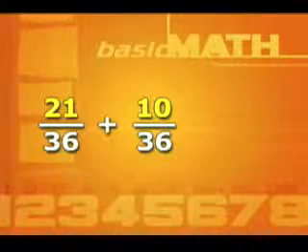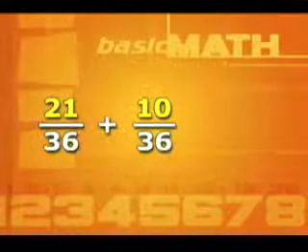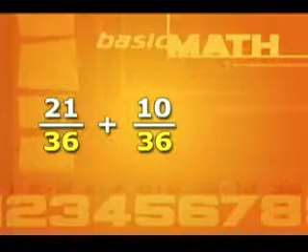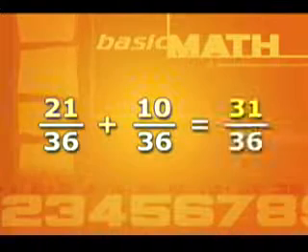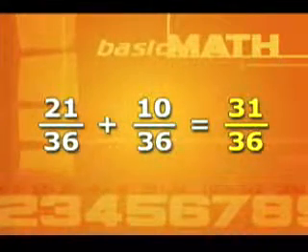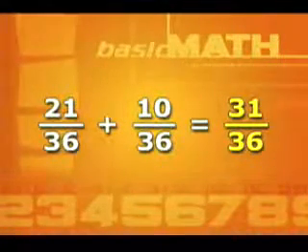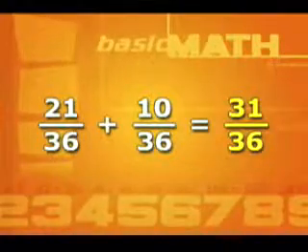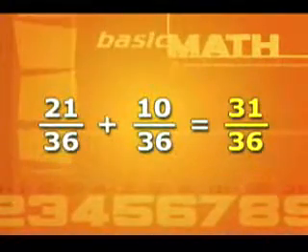When adding or subtracting fractions, we add or subtract the numerators and always leave the denominator the same. 10 and 21 equal 31, so our answer is 31/36. 31 and 36 have no common factors, so we can't reduce it any further. Our answer is in its simplest form. We won't do it here, but subtracting fractions is done in the same way as adding.